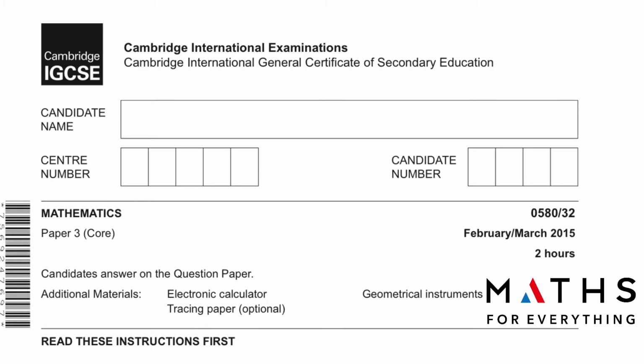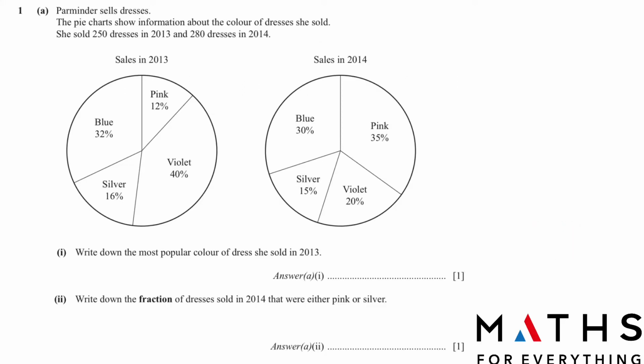So today we are solving Mathematics Paper 3 Core, February-March 2015, variant 32. Question number 1. Determine the sales of dresses. We have been given a pie chart and some information. There are 250 dresses sold in 2013 and 280 dresses in 2014. Write down the most popular color of dress she sold in 2013. The sector which is the biggest is the one which has violet, so that is our answer.